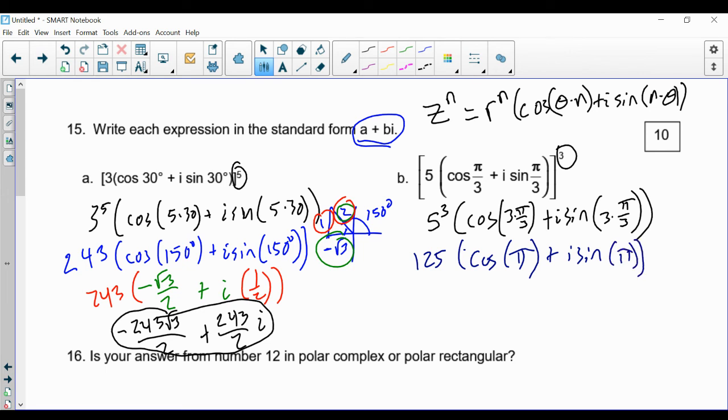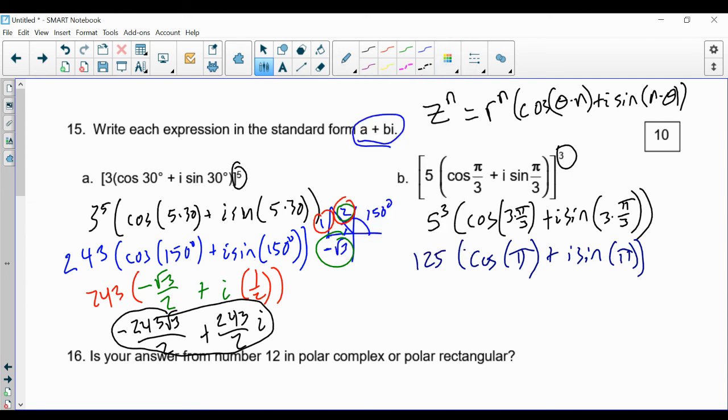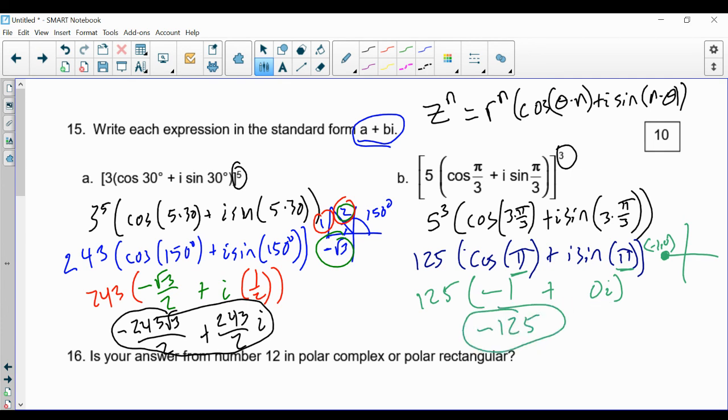All right, and then again, if they didn't ask us to, we would be done, but they asked us to go to a plus bi form, so we do have to go the one extra step here. So draw out the angle. So pi is our angle. So pi is over here. Negative 1, comma 0 is that coordinate point. Cosine, remember, is the x. So you get negative 1. Sine is the y. So you get 0i times 125. And 0 times anything is 0, so you get negative 125 as your answer here.